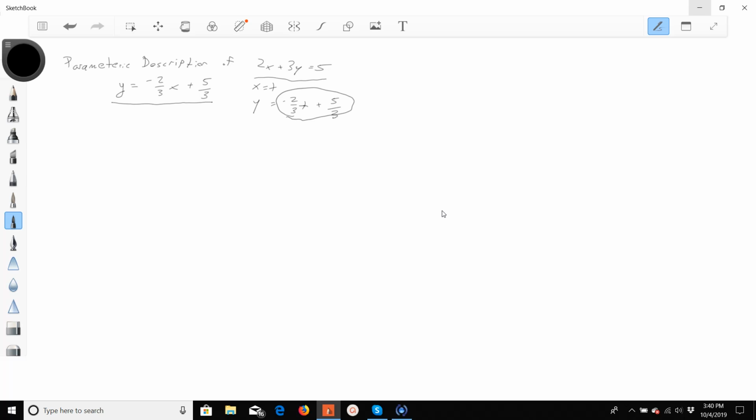One that is slightly more challenging is, where'd my pen go? Okay. So I'm going to try to spell it this time. Parametrize the following function: 9x squared minus 4y squared minus 72x plus 16y plus 164 is equal to 0.